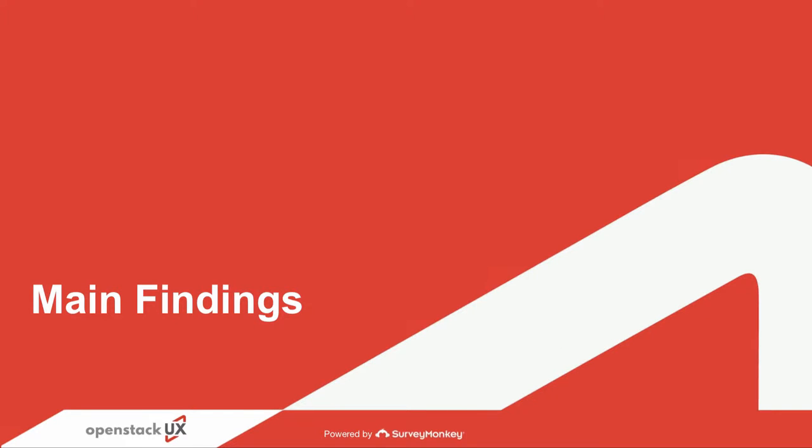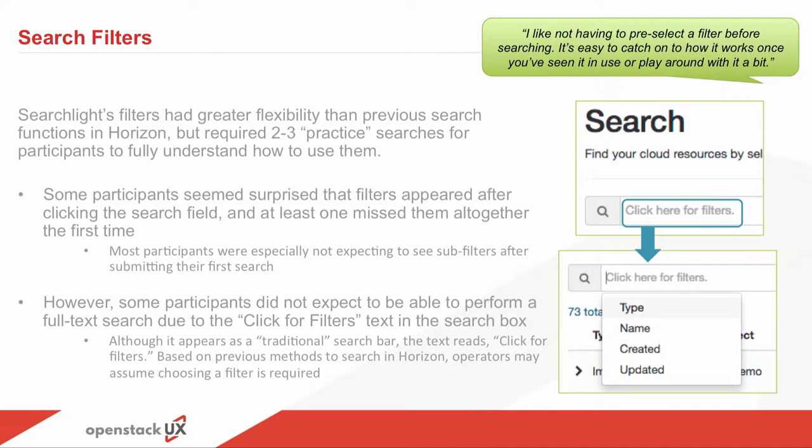The next section talks a little bit more in depth about the main findings that surfaced in talking with participants. So with the search filters, it was really one of the main benefits in Searchlight compared to the previous way of searching in Horizon. And they found that they had a greater flexibility in how they were able to search. However, they did need a couple of practice searches to get fully accustomed to how it worked.